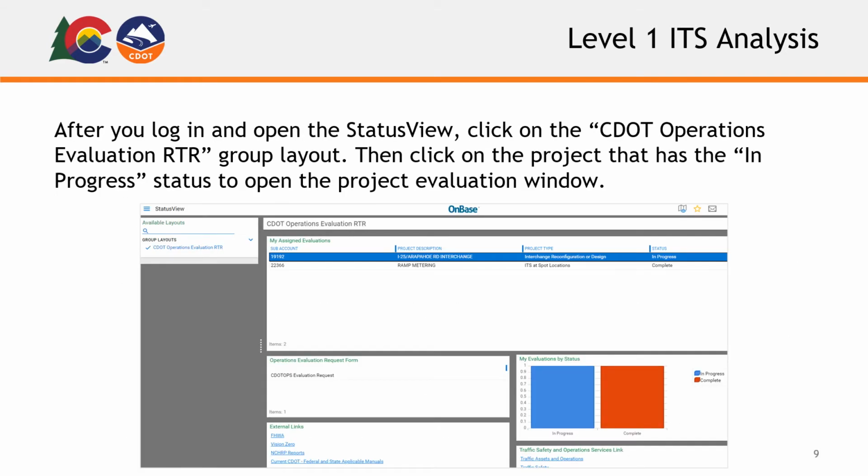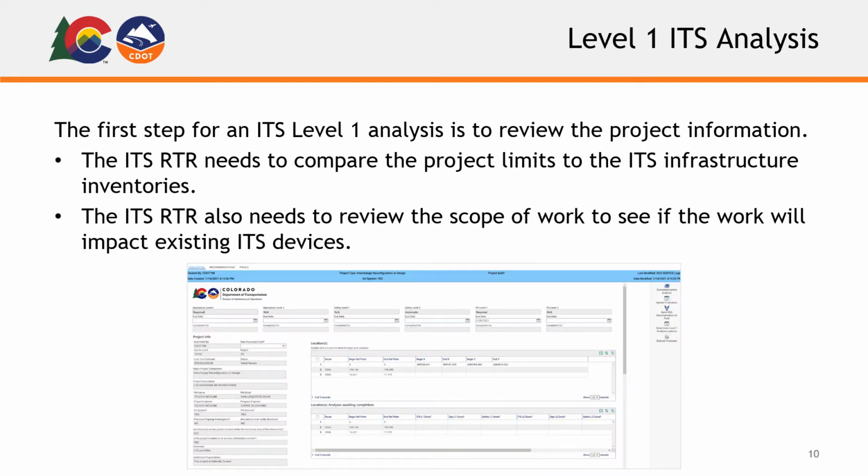After you log in and open the status view, click on the C.Dot Operations Evaluation RTR Group layout. Then click on the project that has the In Progress status to open the project evaluation window. Once the project loads, be sure to review the additional or supplemental information and/or any notes. If the project manager, RTRL, or other RTRs have loaded this, it could be found in the Documents and Notes table at the bottom of the window.